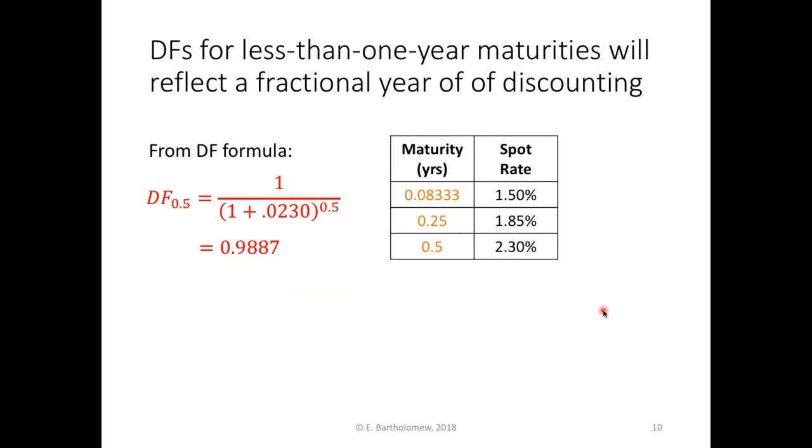Now, the discount factors for less than 1 year maturities will reflect a fractional year of discounting. So we're going to use the same formula, but instead of putting a whole number in as the period, we're going to use the fractional period. For example, if we're doing this for 0.5 years and the annual compounded rate is 2.3%, we'll put that in here, but we'll compound it only for 0.5. And if we do that, we'll obtain this number here.